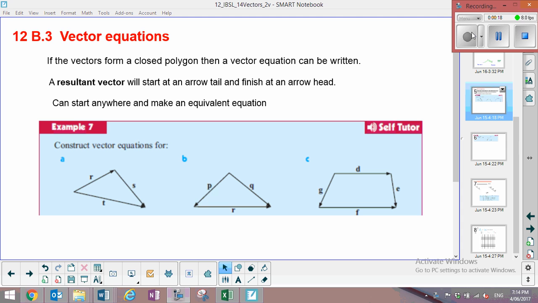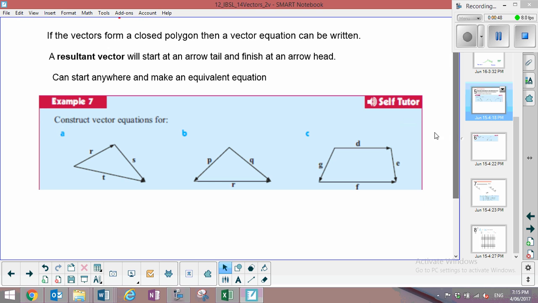If the vectors form a closed polygon, then a vector equation can be written. In other words, if we've got a whole lot of vectors, we can usually make them into a closed polygon and write an equation. If it's not closed, that means we can't come up with an equal something. The resultant vector will always start at an arrow tail and finish at an arrow head, and that resultant vector closes our polygon, basically. We can start anywhere and make any equivalent equation. So let's see what that all means.